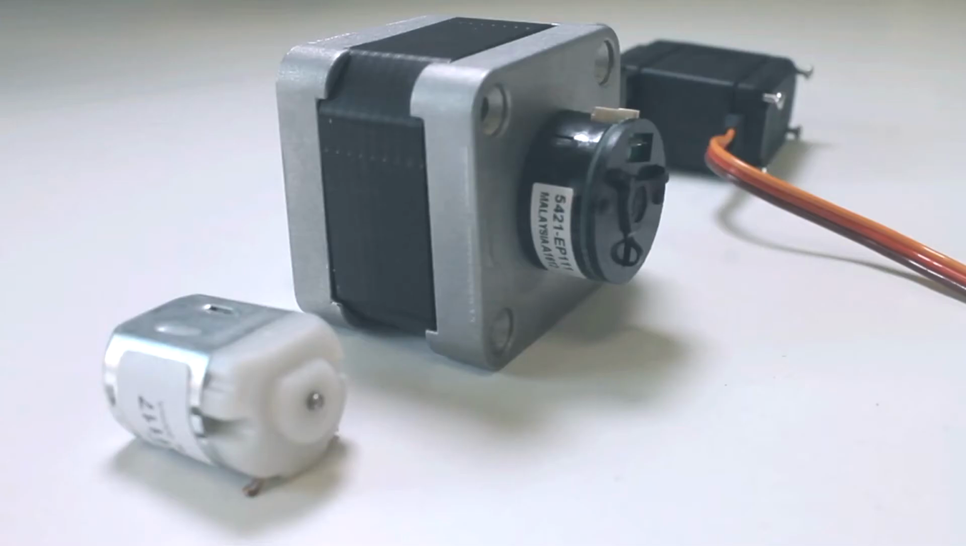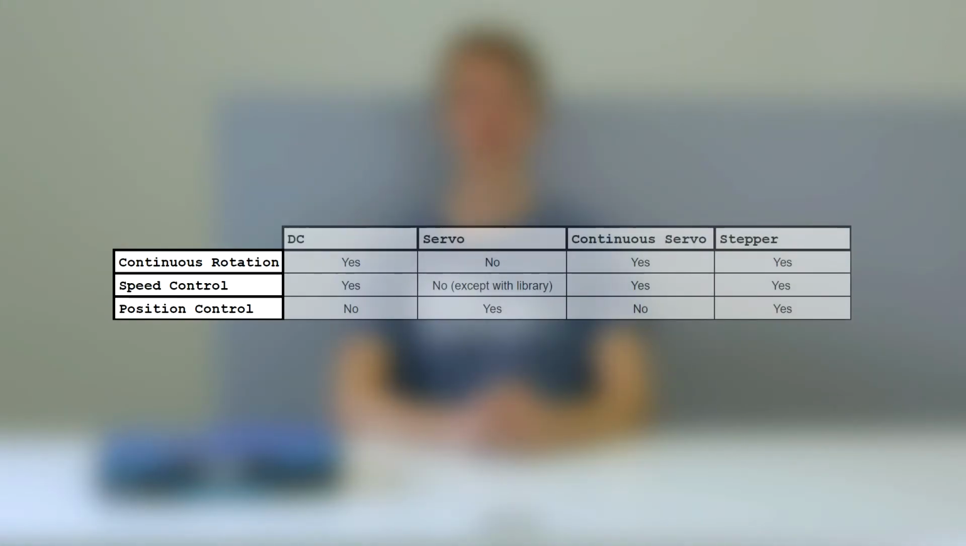Next, we'll look at the differences between DC, servo, and stepper motors. The discussed motor properties are only indicative, as there might be large differences between models. That said, let's jump into it. First, the rotation restrictions, speed control, and position control.